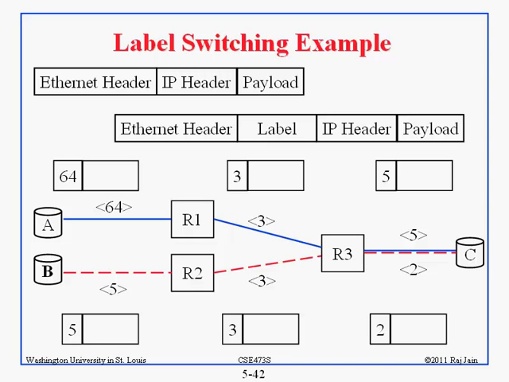And similarly for the red circuit, those are the numbers. This one will tell B that you should send the packets on circuit number 5, and R3 will say that please send on circuit number 3, and so on and so forth, right? This connection is set up. When the connection is set up, these numbers are negotiated and remembered in the table. Now, whenever a packet comes in here, R1 looks at it, oh, this is 64, I should send it to 3.